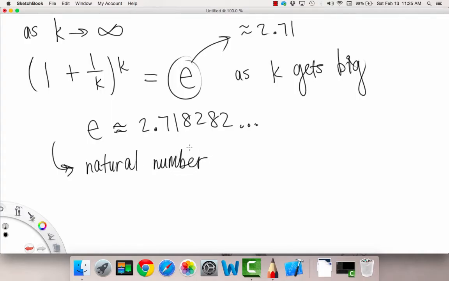Okay, so this is super important because this is kind of like our growth factor as k gets big, right? As k gets big, that means we're compounding more and more frequently during the year. So as k gets big, we are more frequently applying our percent rate of change. This leads us to a case where we have continuous growth, okay?